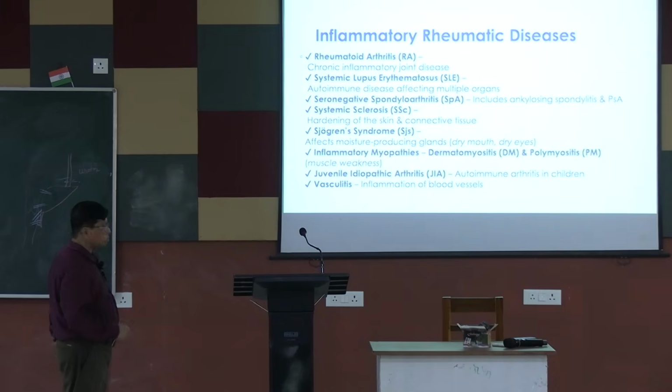Sjogren's syndrome affects the moisture-producing glands, causing dry mouth and dry eyes. There is lymphocytic infiltration in Sjogren's syndrome: due to inflammation, there is lymphocytic infiltration in the salivary glands. So there is dry mouth and dry eyes, and the lacrimal glands are also involved. Inflammatory myopathies, dermatomyositis and polymyositis, I have already mentioned. Juvenile rheumatoid arthritis is autoimmune arthritis in children. Vasculitis, I have mentioned, means vessels are sometimes involved in these rheumatic diseases.